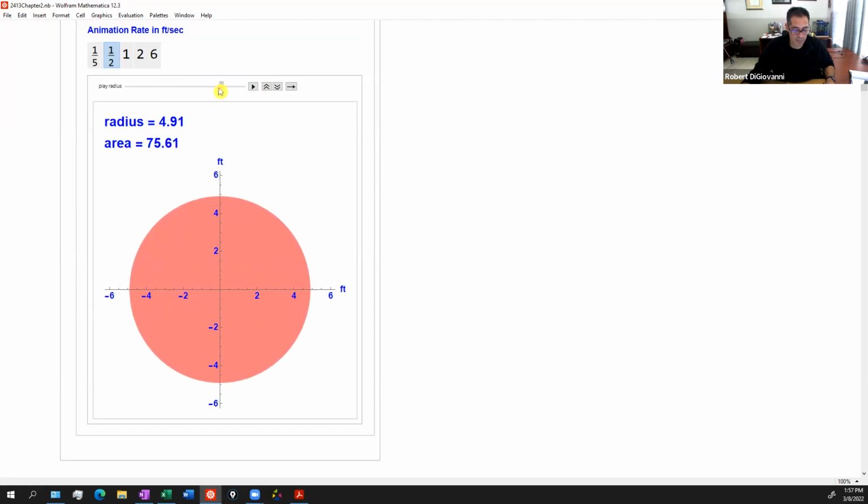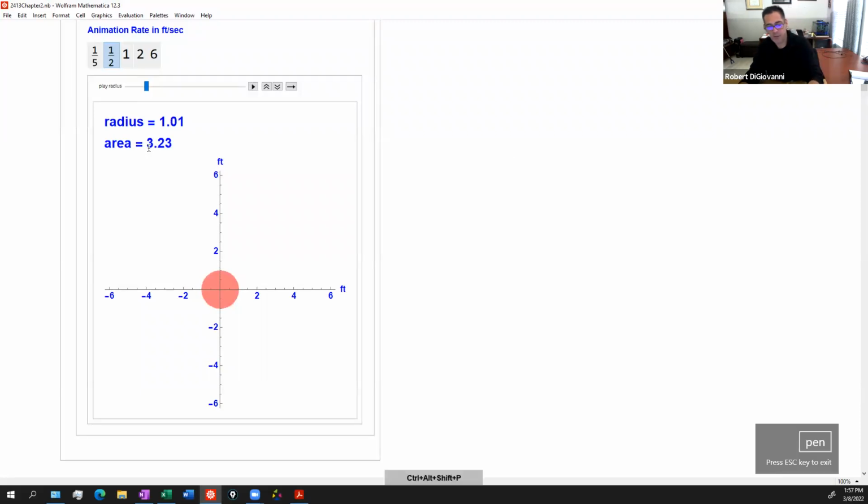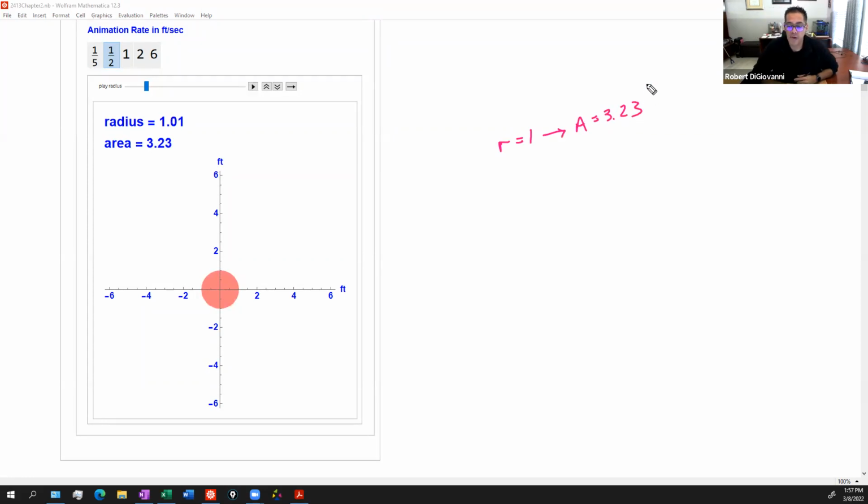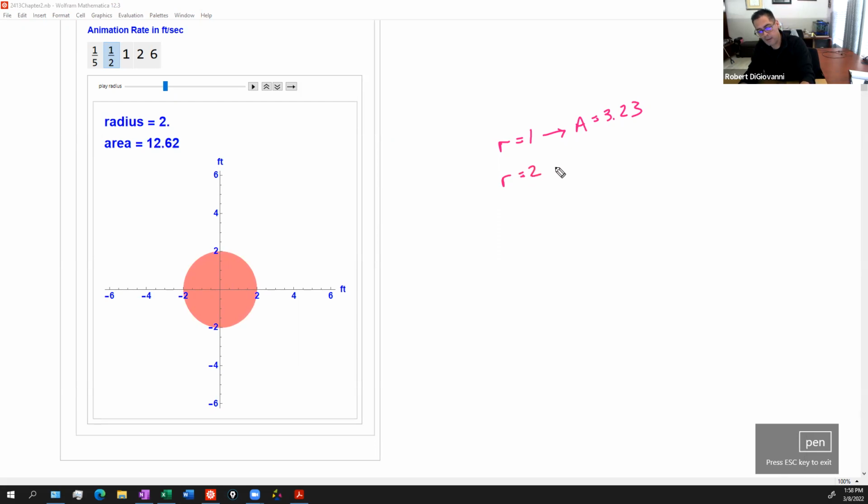Let me back things up. Let me go to when the radius was 1. Here's the radius at 1, close to 1. Look at the area of the circle right now. When the radius is 1, the area is about 3.23. Now I'm going to let it grow by 1. So now instead of being at 1, I'm going to move it to about 2. So now the radius is 2. And what's the area? Well, 12.62.